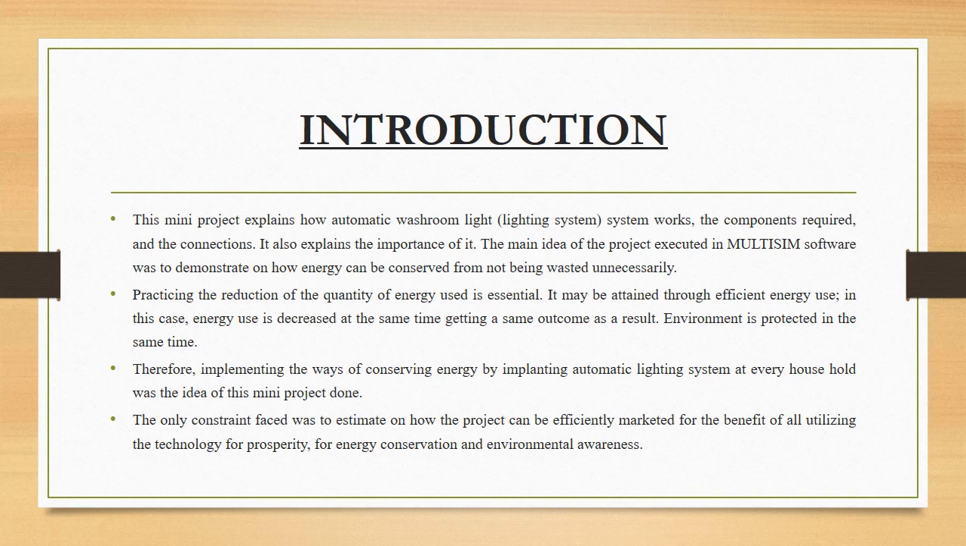Therefore, implementing ways of conserving energy by installing an automatic lighting system in every household was the idea of this mini project. The only constraint faced was estimating how the project can be efficiently marketed for the benefit of all, utilizing the technology for prosperity, energy conservation and environmental awareness.